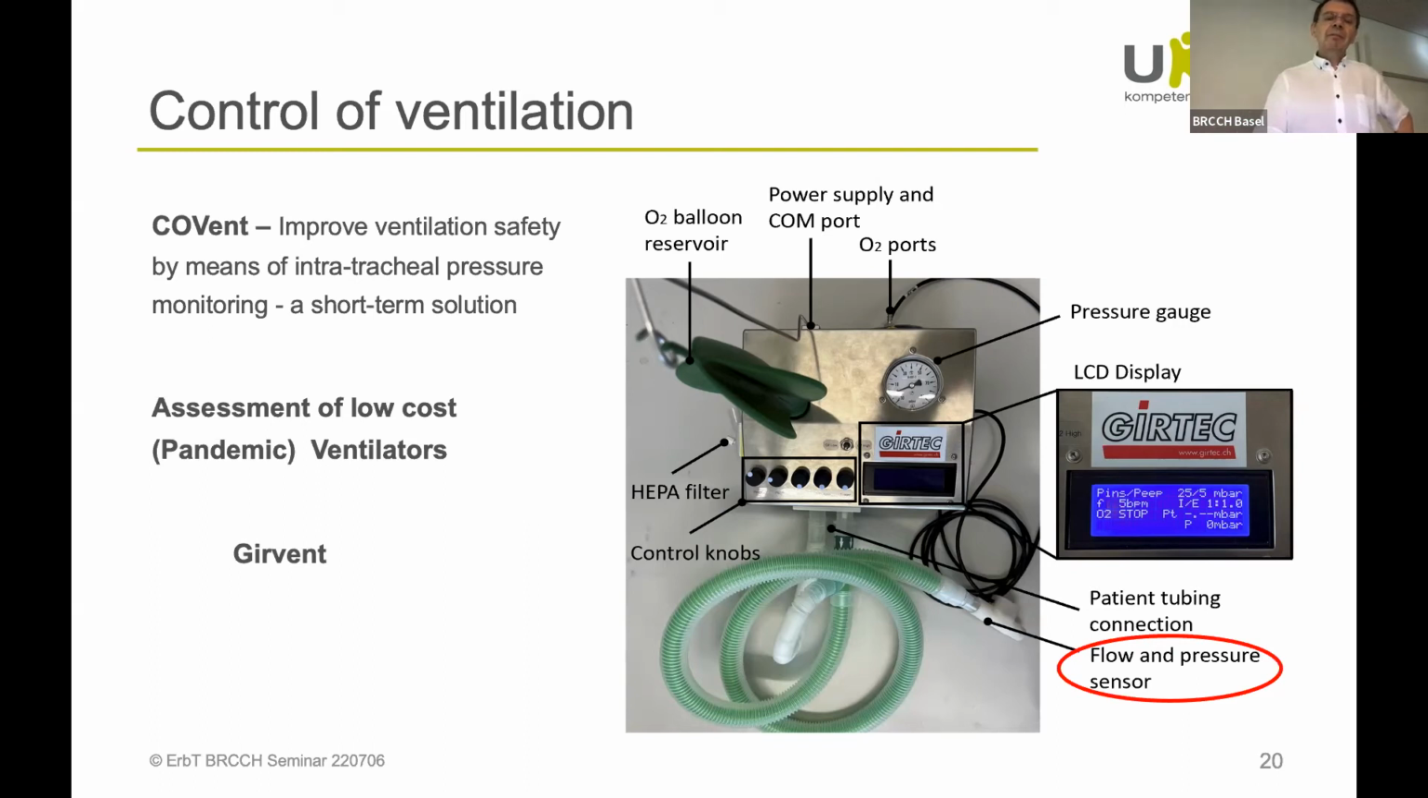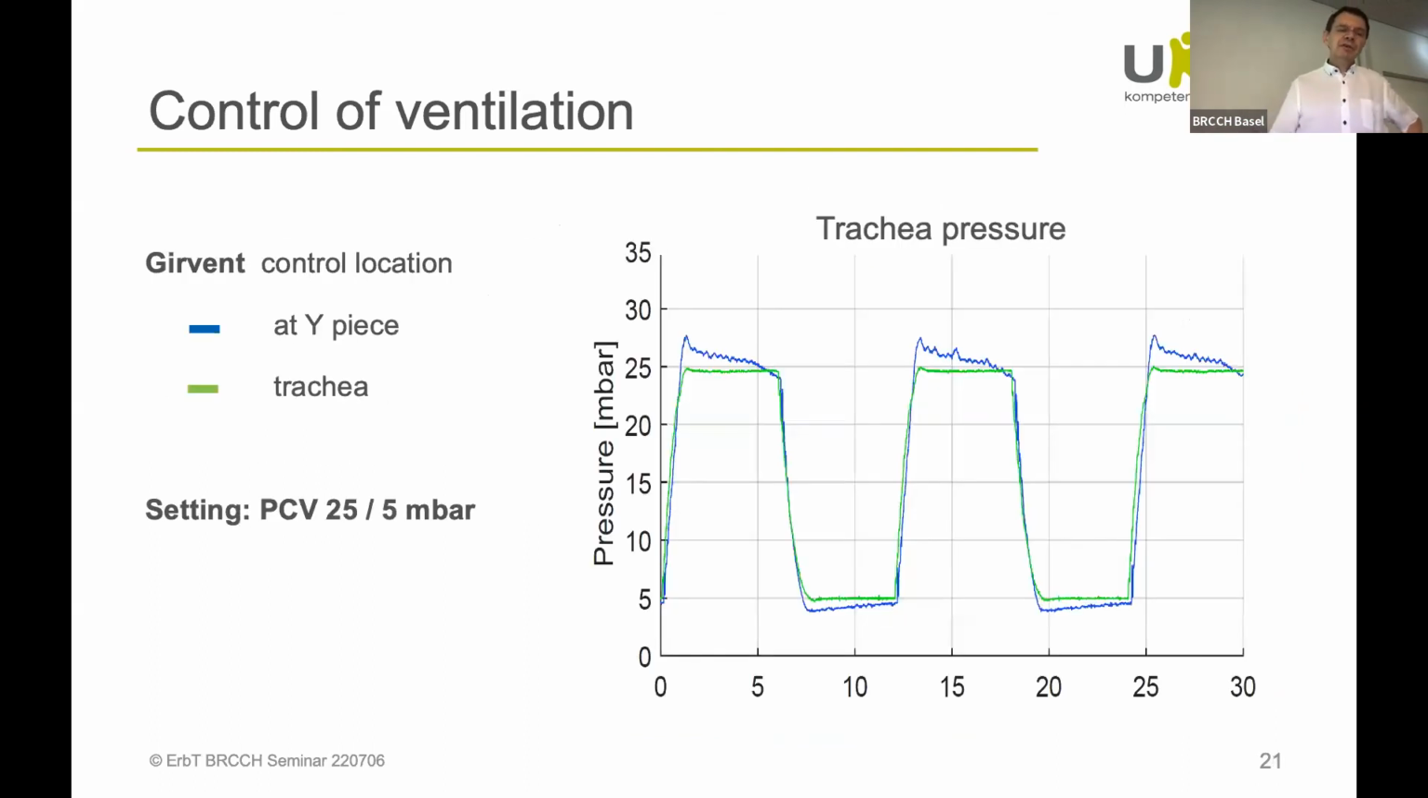Now, in an in vitro experiment, again using the same test chest, you can see when you use the existing controlling of the COVent, you achieve the blue line. So it's somewhat the values that we would like to have. And this is certainly improved when we use the tracheal pressure to control this ventilator. There's still a long way.